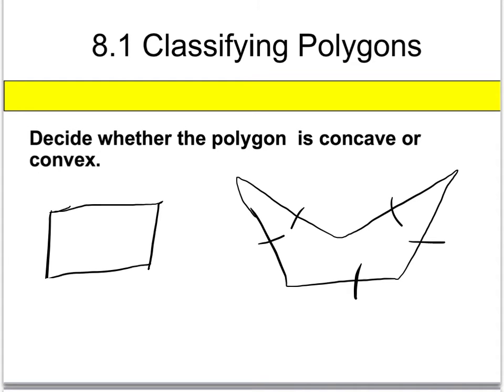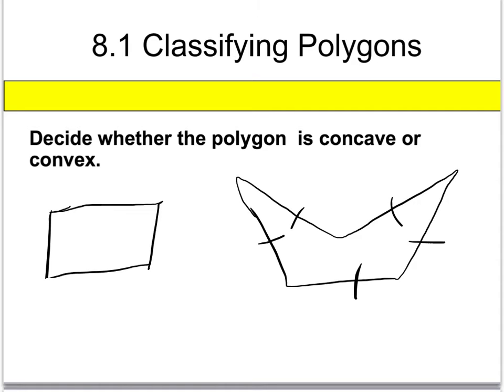Moving on to a couple examples. These are going to be similar examples that you will see in your homework. It's going to be a simple question that just says, decide whether the polygon is concave or convex. Please take a moment, pause the video, write this down, and if you can, see if you know if they are concave or convex.